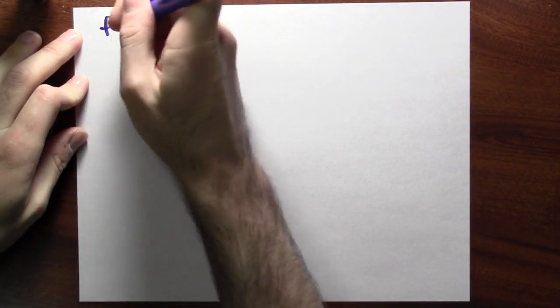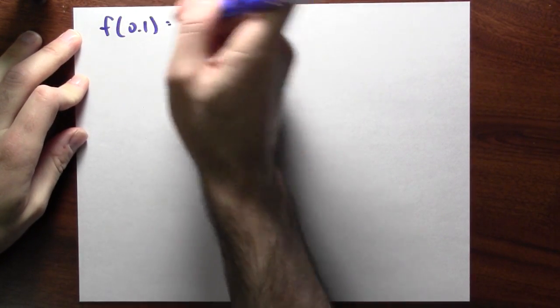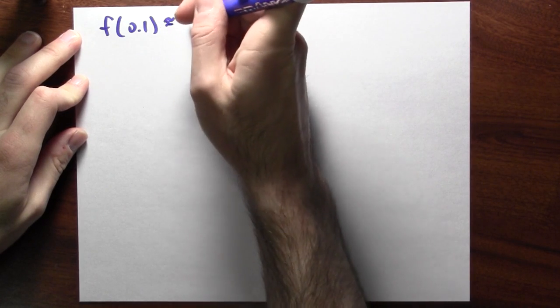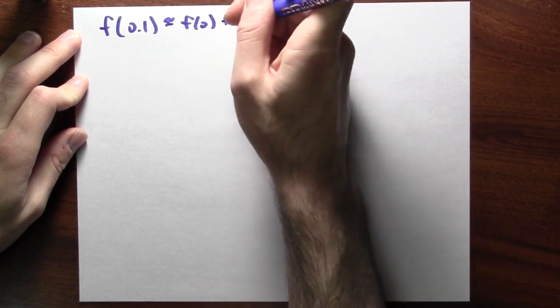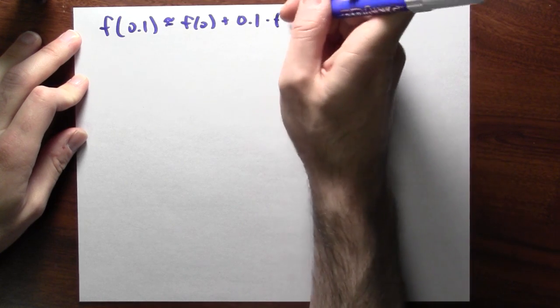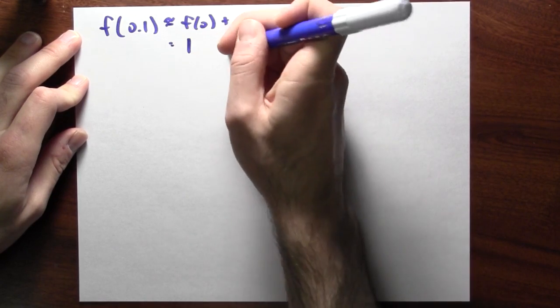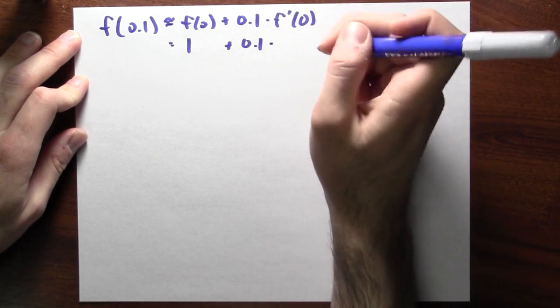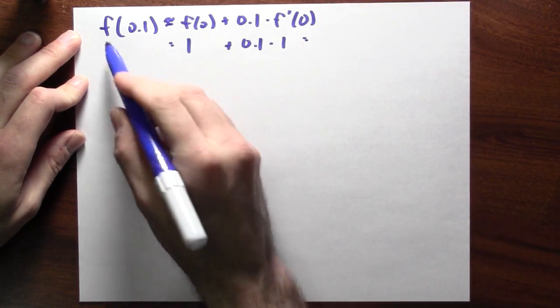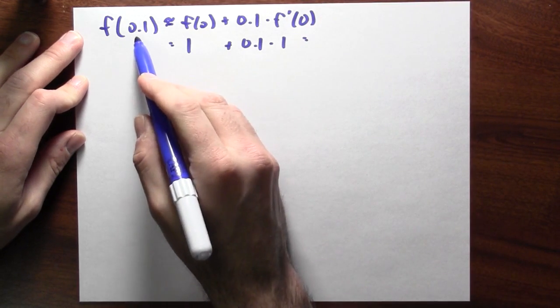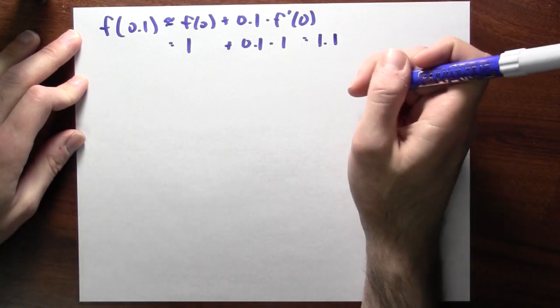Well, if 2 steps worked better than 1 step, 10 steps will work even better. So here we go. Let's approximate this function at point 1. Well, that's approximately the function's value at 0 plus how much I change the input by times the derivative at 0. And the function's value at 0 is 1 plus 0.1 times the derivative at 0, which is 1. So approximately, e to the 0.1 is about 1.1.